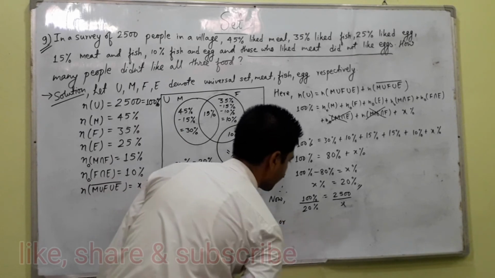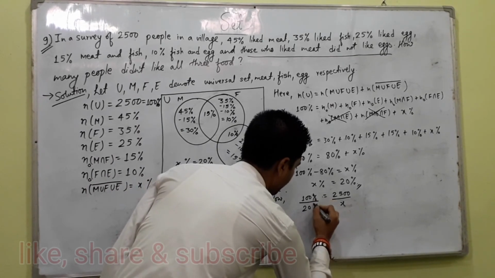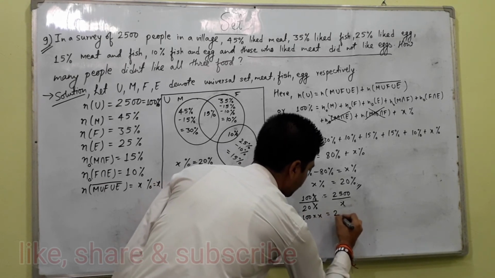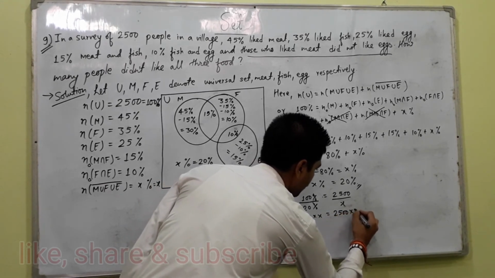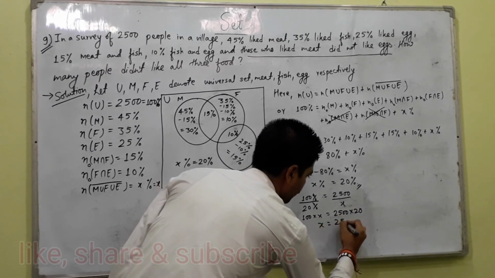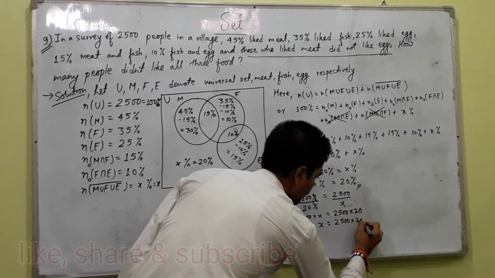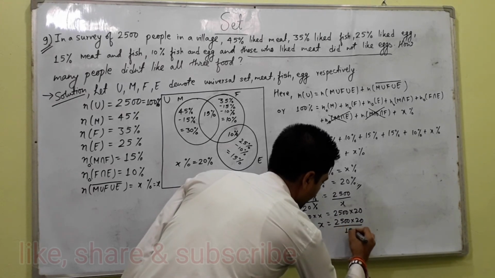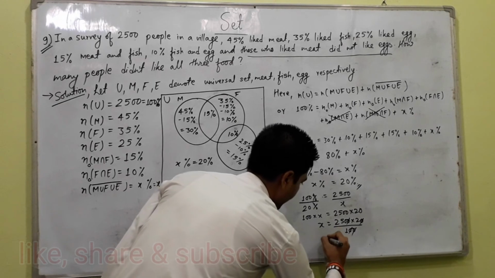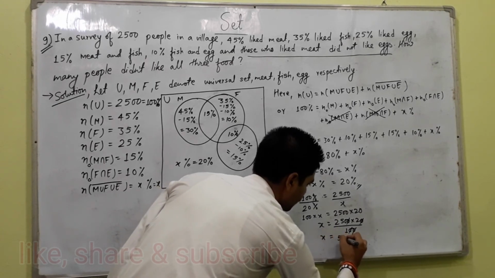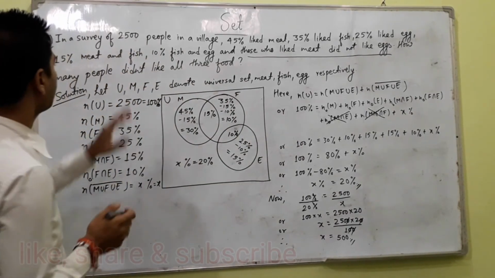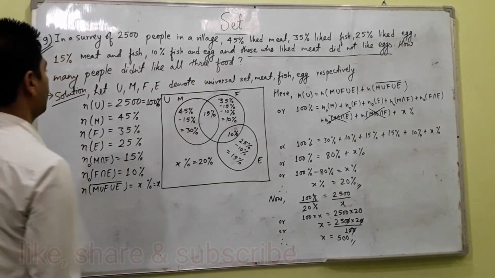Or the percentage can be removed here. 100 into X equals 2500 into 20, or X equals 2500 into 20 divided by 100. The zeros cancel, therefore X equals 25 into 20, which is 500 people. 500 people didn't like all the three foods.